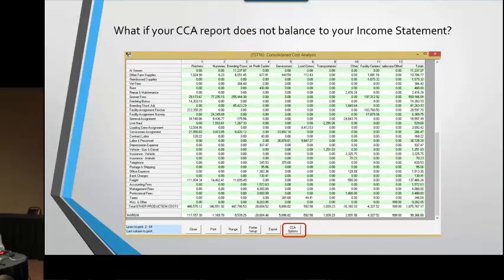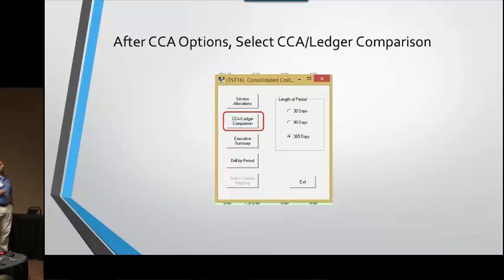But what if it doesn't match your income statement? How do you go about trying to figure out what the variance is? When you run your consolidated cost analysis, there's a button at the bottom that says CCA options. You click that button, you get this window here, and you select CCA ledger comparison. It's going to compare your ledgers to your CCA setup.